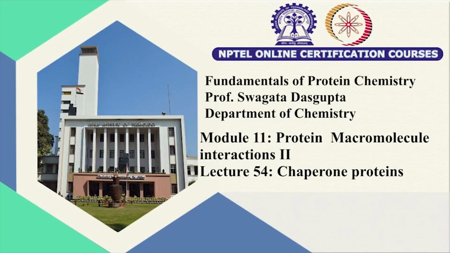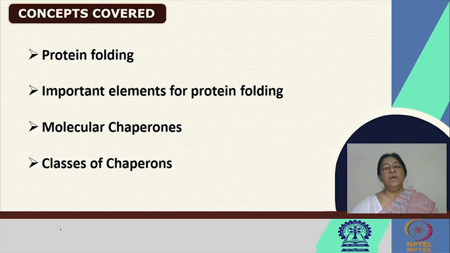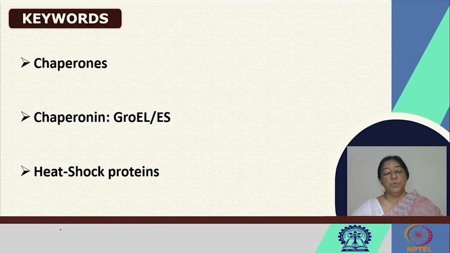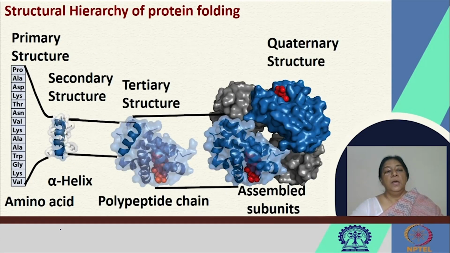When we look at protein folding, we have looked at the important elements of protein folding previously as well, which we will revisit here, and what we mean by the classes and the chaperone molecules. When we understand the structural hierarchy of protein folding, we have studied in the earlier classes the primary structure, the sequence of the amino acids, followed by the secondary structure, the tertiary structure, and the quaternary structure, which we have for the assembled subunits.